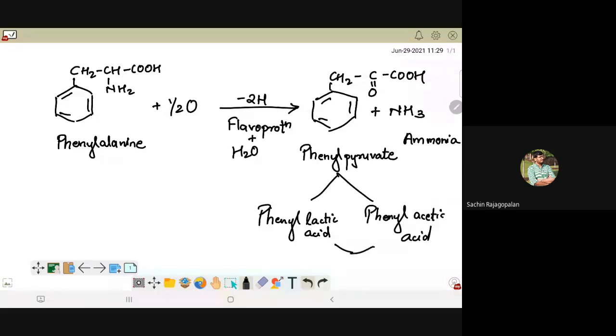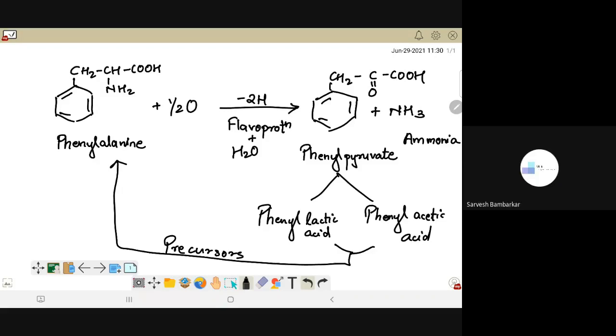And both of these act as precursors for synthesizing phenylalanine. So it is like you're going back to where you were. Okay, so I hope, Sarvesh, now you have understood that we can't even use this enzyme for treatment purposes. Okay? Yes, sir. Okay, so this is the process.